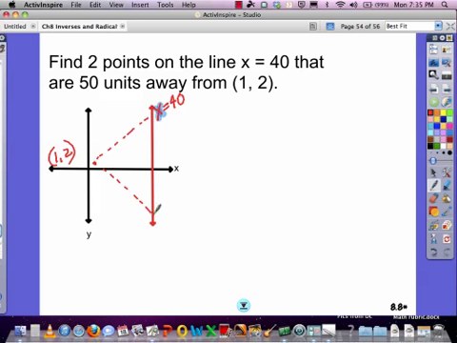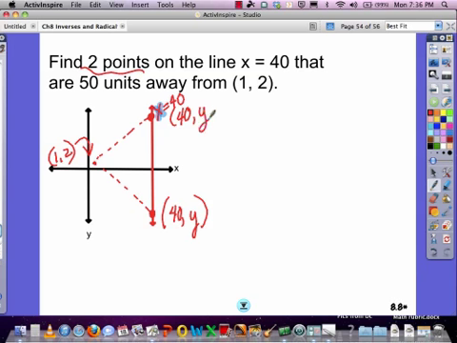Now, there's a couple things you do know. You definitely know the distance formula. The other thing is, you know that that point (1, 2) is right here, so we have some x, y values. But you also know no matter what this point is, and no matter what this point is, where it intersects, because there are 2, and that's what we're looking for, find 2 points, that they both have what? If they're on the line x equals 40, you know we've got a (40, y value) and a (40, y value) up here.